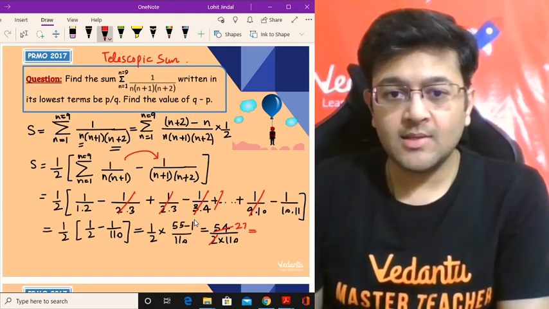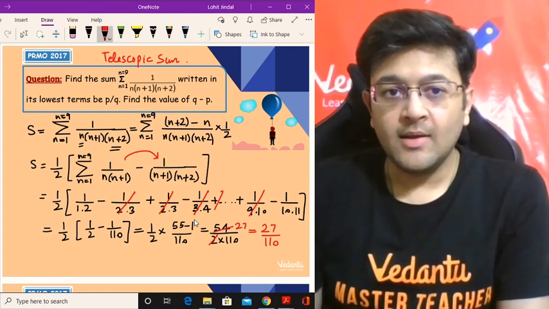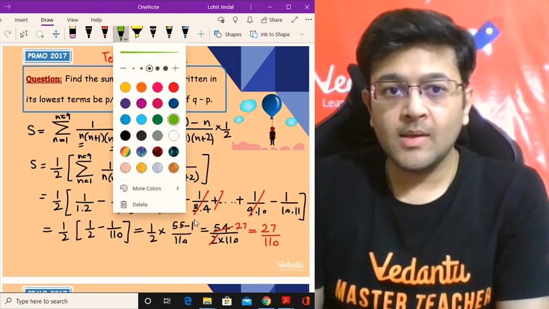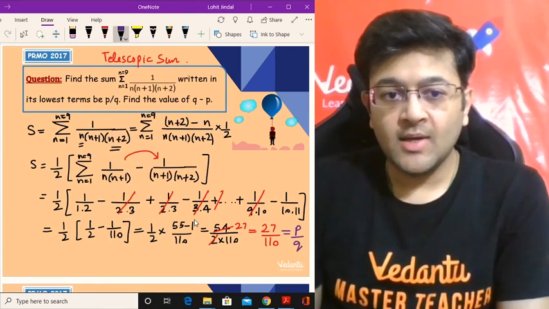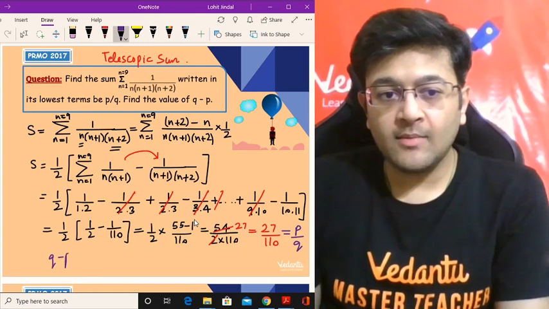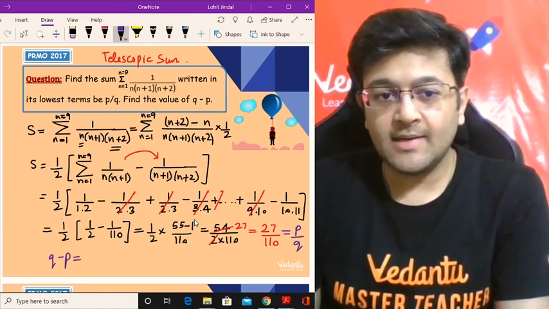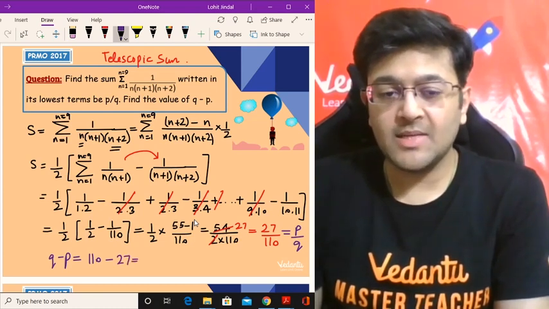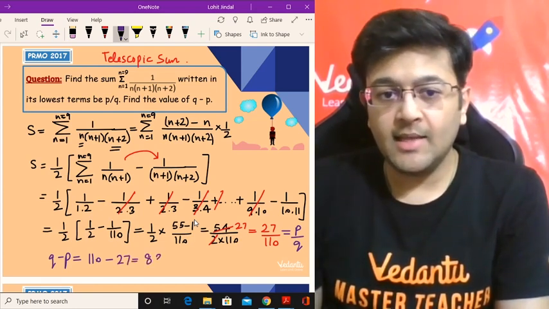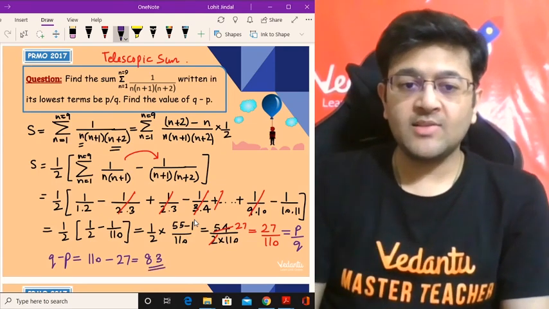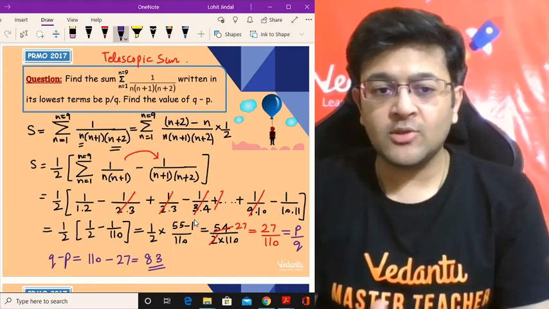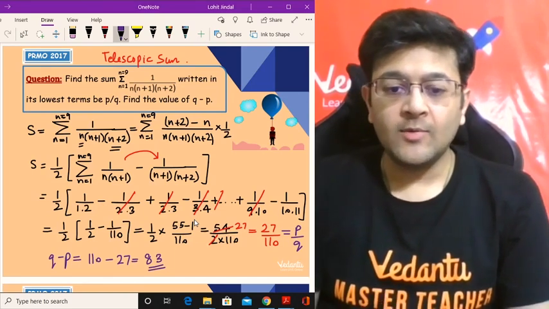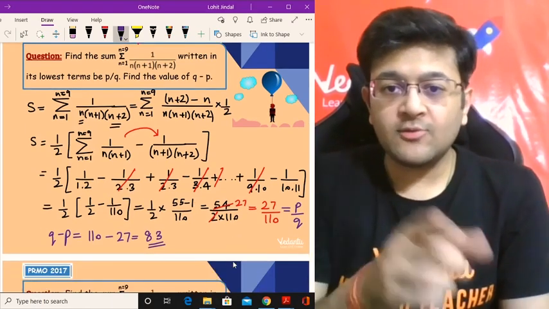Yes. So this is 27 upon 110, which should be of the form P by Q, right? And we need to find Q minus P. So you can compare it with Q as 110 minus P as 27. So which comes out to be how much? Yes, 83. So the answer of this series is 27 by 110, and according to that the value of Q minus P should be 83.